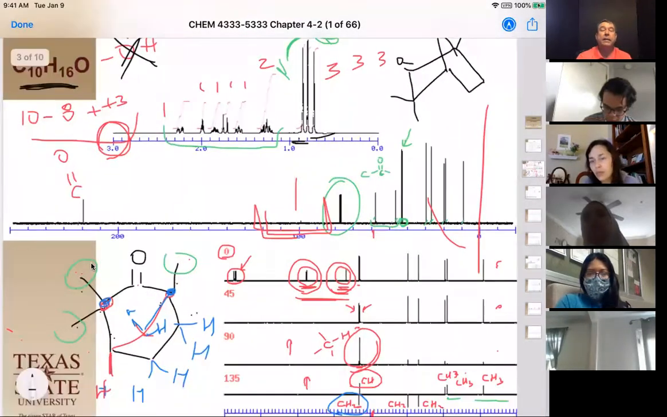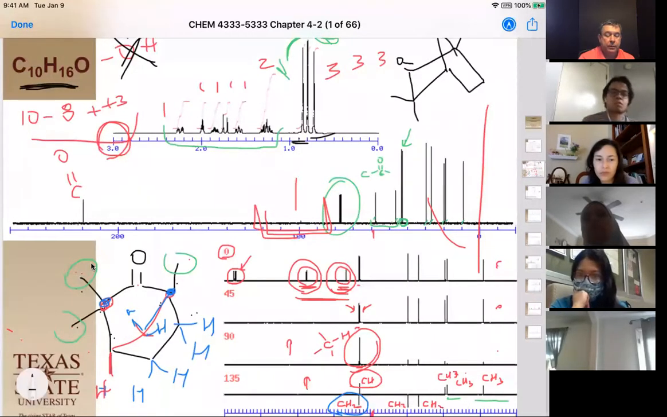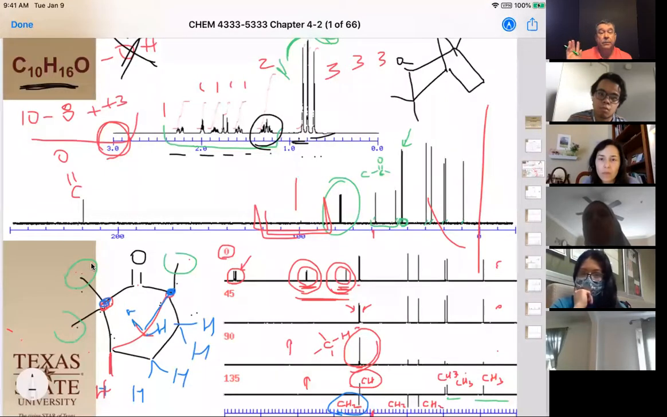Okay, what in this does not support this? Look at our proton right here. We have a 1, 1, 1, 1, and then a 2, 3, 3, 3. That means that only one set of 2 of these is relatively equivalent. The rest of them are not.